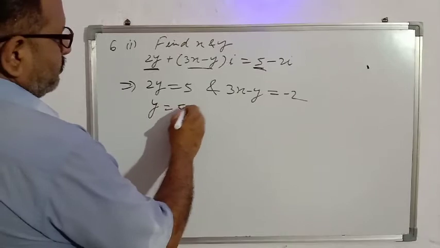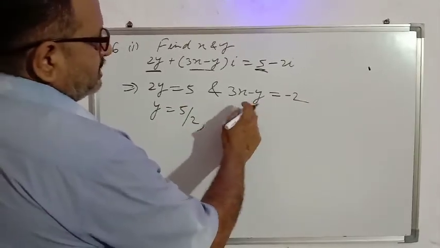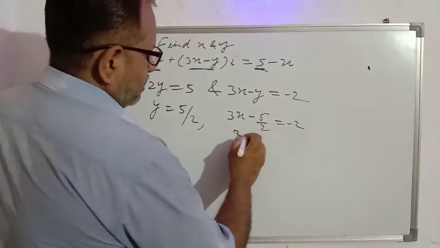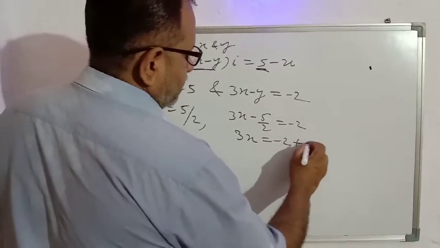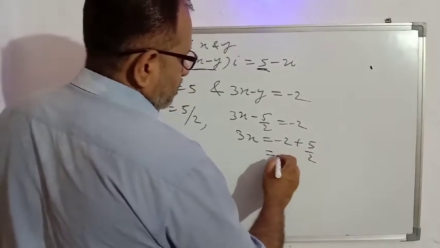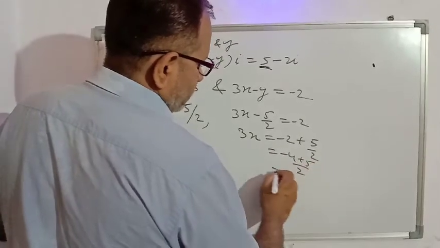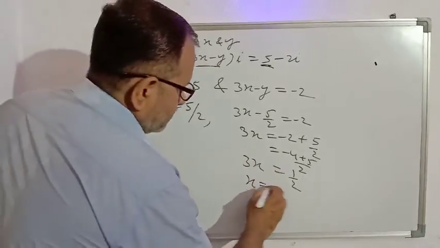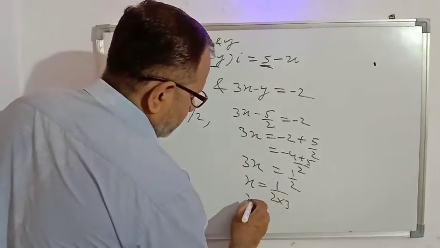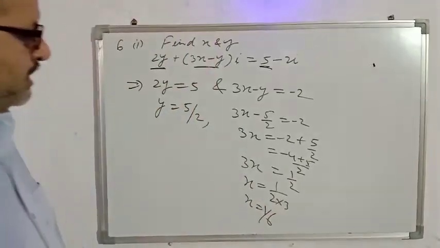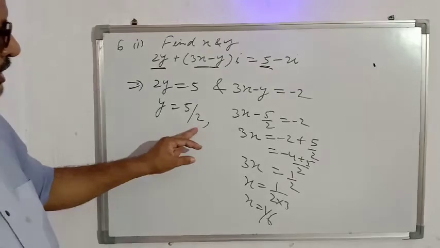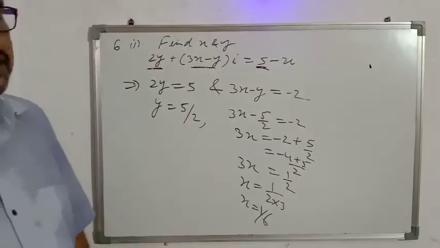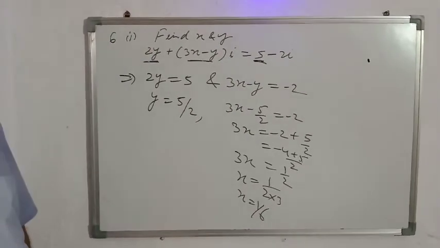From here we will get y is equal to 5 by 2. Put the value of y in this equation. So 3x minus 5 by 2 is equal to minus 2. 3x is equal to minus 2, transpose it, plus 5 by 2. 2 into 2 is minus 4 plus 5, which is 5 minus 4, 1 by 2. So 3x is equal to 1 by 2. What will be x? 1 by 2 into 3, x is equal to 1 by 6. So the value of x will be 1 by 6. Value of y is 5 by 2. So we compare real parts and imaginary parts from both the sides. So that was question number 6.